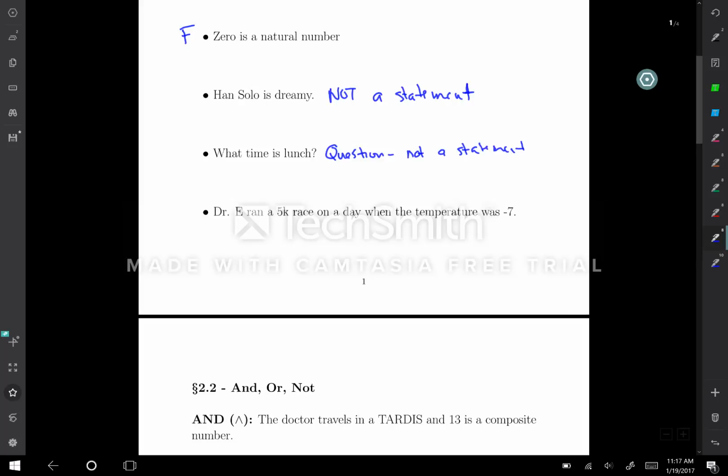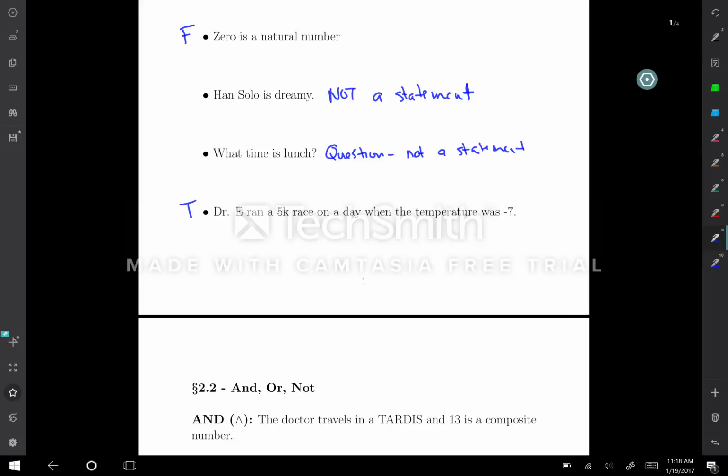Dr. E ran a 5K race on a day when the temperature was -7. This is in fact a statement. You may not know whether it's true or false, but if you look at Dr. E's racing history, you could find that she did in fact run a race when the temperature was -7. So this statement is in fact true.